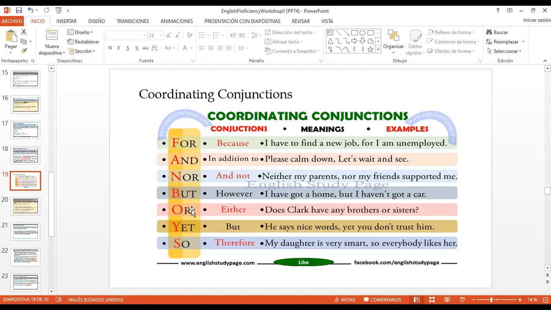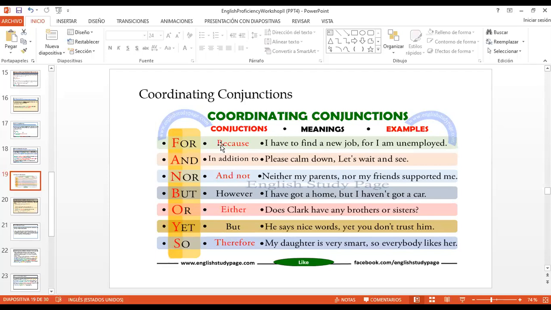Yes, that's true. So this is the opposite, when I am talking about opposite ideas. And or is either-or. It's one option or the other. Does Clark have any brothers or sisters? Do you have a lot to do for classwork, or can you have some holidays? So at different levels in the sentence, those give you the options of choosing one or the other.